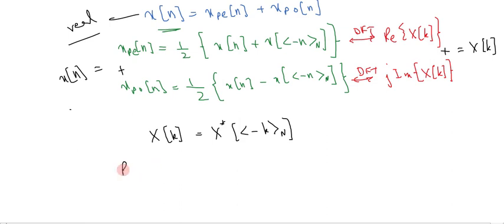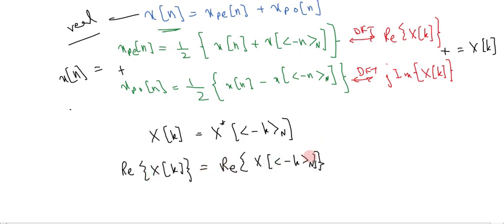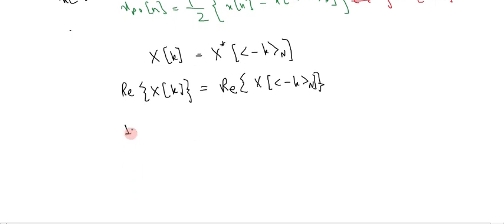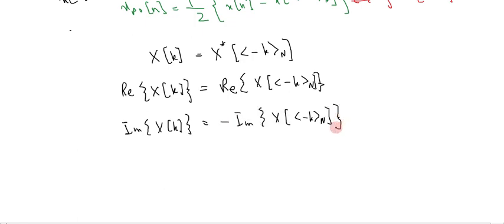That means its real part is circularly even. For a real signal, the discrete Fourier transform's real part is circularly even, whereas the imaginary part of the discrete Fourier transform is circularly odd. This is the definition of a circularly even signal, and this is a circularly odd signal.